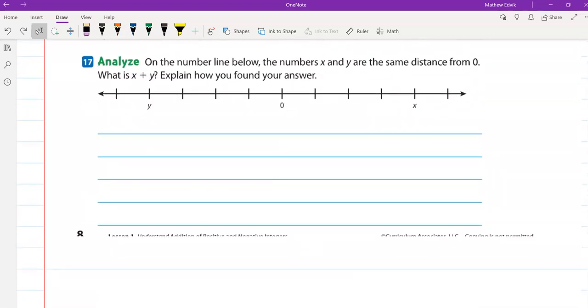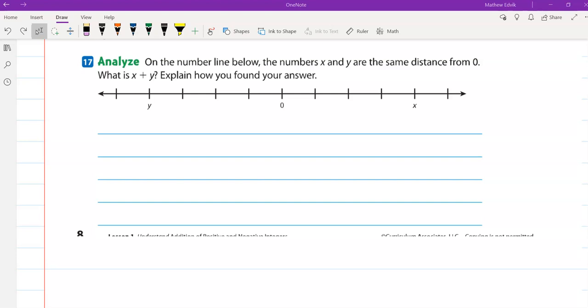Okay, moving on to number 17. On the number line below, the numbers x and y are the same distance from 0. What is x plus y, and explain how you found your answer. Okay, so to answer this question, one of the things that we need to remember is that we talked about that when you add opposites together, they equal 0.